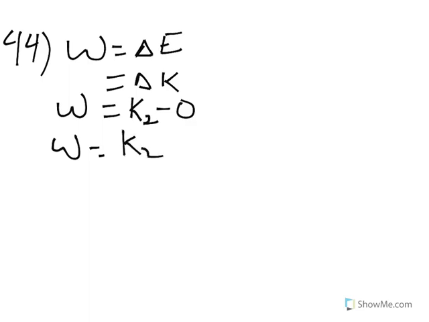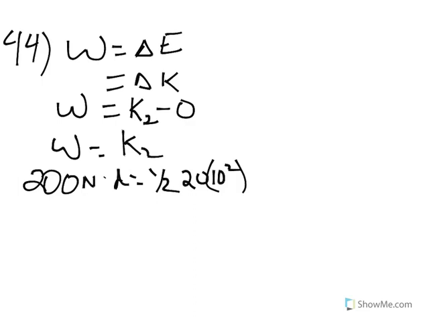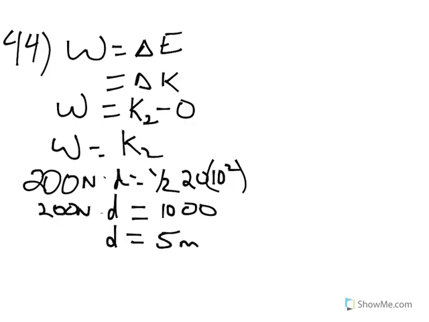So, the force that we can apply is 200 newtons. We're looking for the distance, and we've got to be going 10 meters per second. So, 1/2 mv squared, 1/2 times 20 times 10 squared. So we get 2,000 times 1/2 is 1,000 equals 200 newtons times d, divided by 200, and we get 5 meters. Okay, so that's number 44.